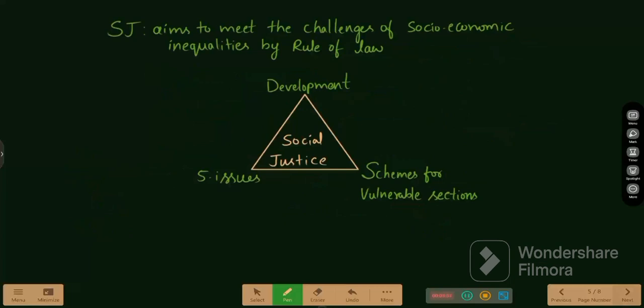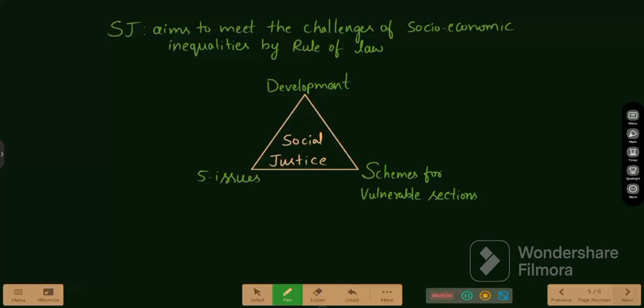What do you mean by social justice? Providing justice in terms of distribution of wealth, opportunity, privileges within the society. It aims to meet the challenges of socio-economic inequalities by rule of law. Generally, it is a tool to improve the condition of marginal sections of society.